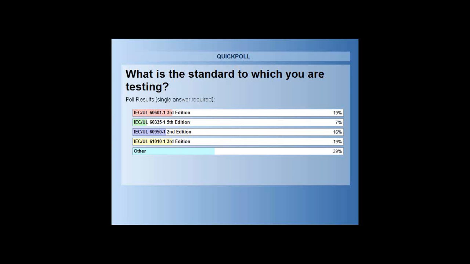Okay, Nick, we had about 75% of the attendees vote, and overwhelmingly it was 39% other. Of the ones that we listed, 19% are performing 60601-1 third edition. 19% are also adhering to 61010-1 third edition, and then 60950-1 had 16%, and then 60335-1 rounded it up with 7%.